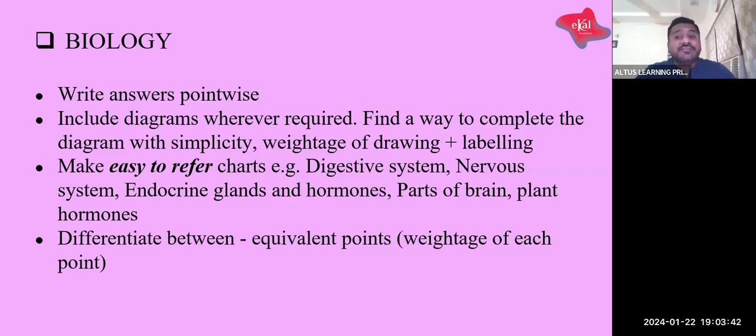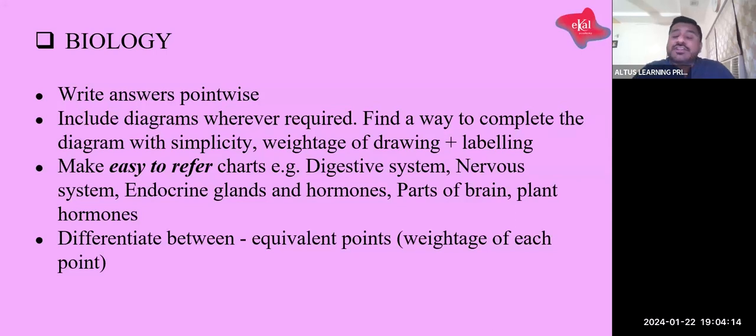So you have to find a way to complete the diagram with simplicity. Labeling is a must. Right? The examiner will check for proper labeling. If you do not know how to make the diagram of a gallbladder, that is fine. Just make a proper label of a gallbladder. Whenever the diagram is asked, there is a weightage of drawing plus labeling. So do not forget to label your diagram.